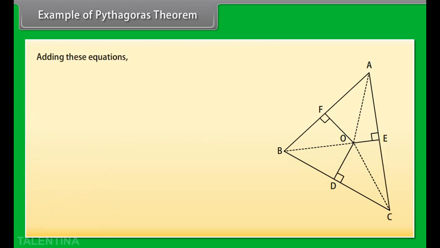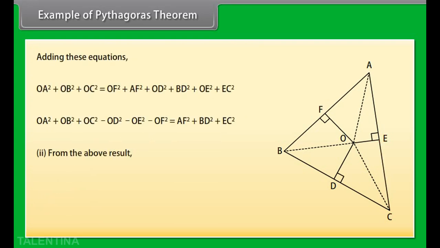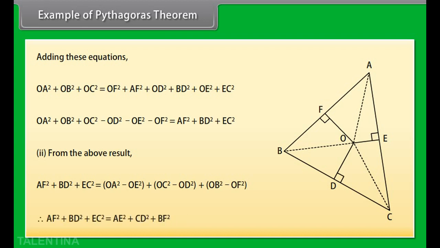Now, by adding these equations, we get the first result. 2. From the above result, AF square plus BD square plus EC square equals OA square minus OE square plus OC square minus OD square plus OB square minus OF square. Therefore, AF square plus BD square plus EC square is equal to AE square plus CD square plus BF square.